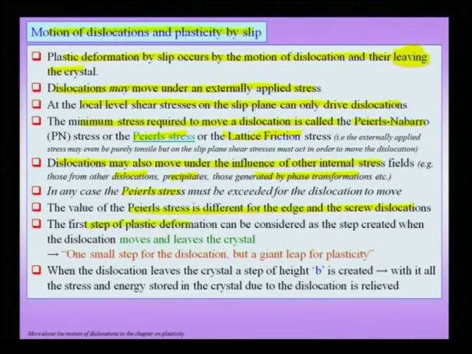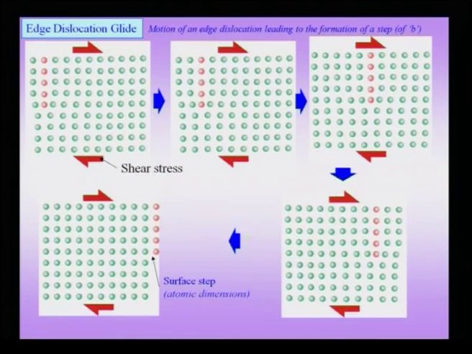The first step in plastic deformation can be considered as a step created when the dislocation moves and leaves the crystal. We will have a graphic of this in the next slide, but essentially the dislocation has to move and leave the crystal, and I am illustrating this concept for the case of an edge dislocation. An edge dislocation can be thought of as an extra half plane in a crystal, or equivalently a missing half plane in a crystal as below, but nevertheless the edge dislocation itself is neither the extra half plane nor the missing half plane.